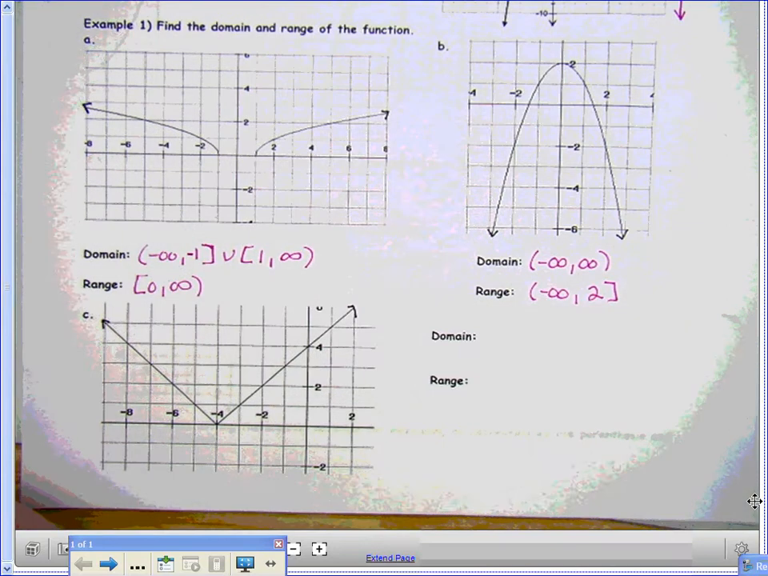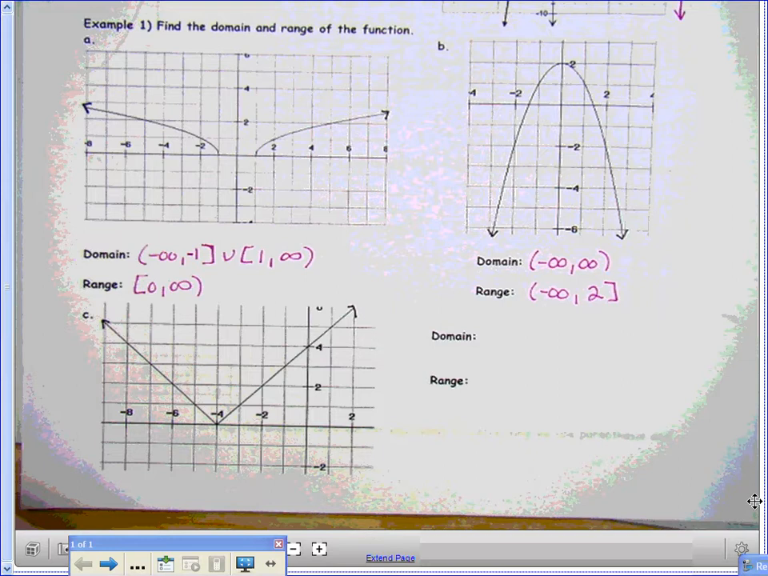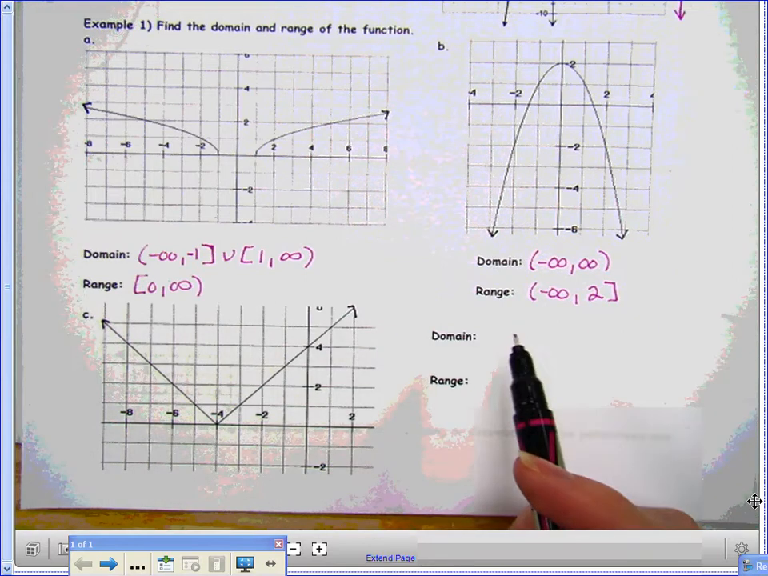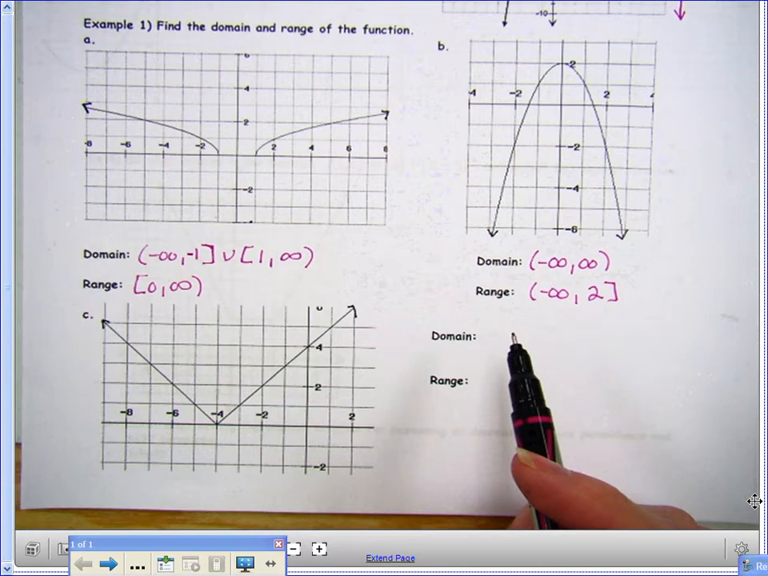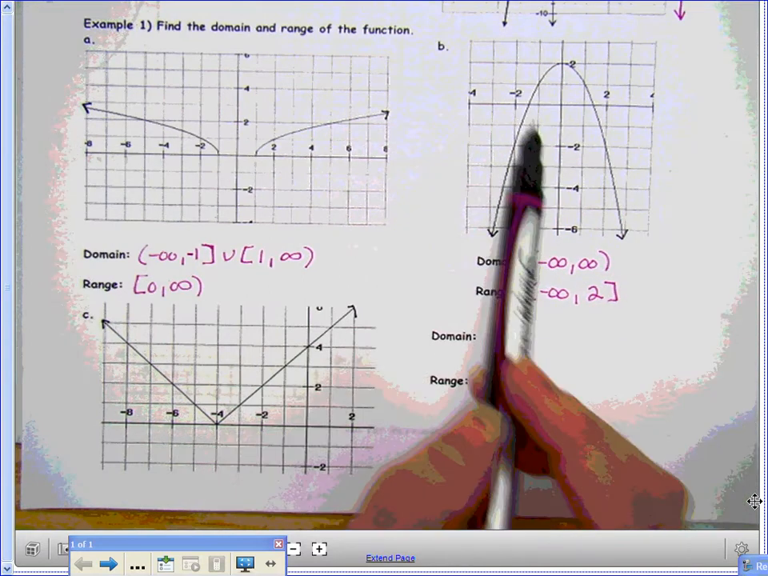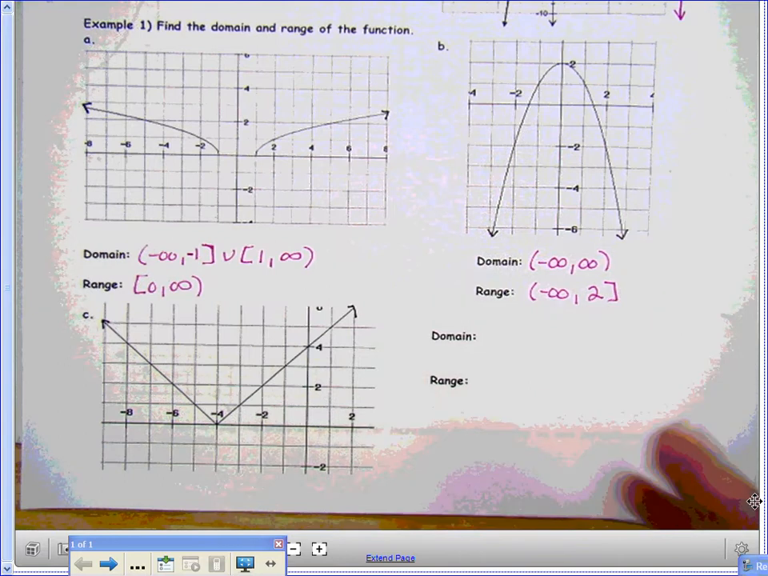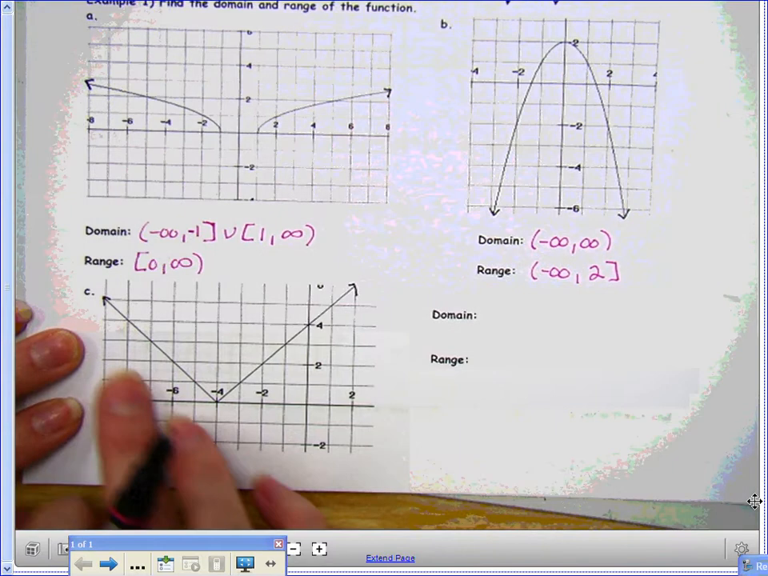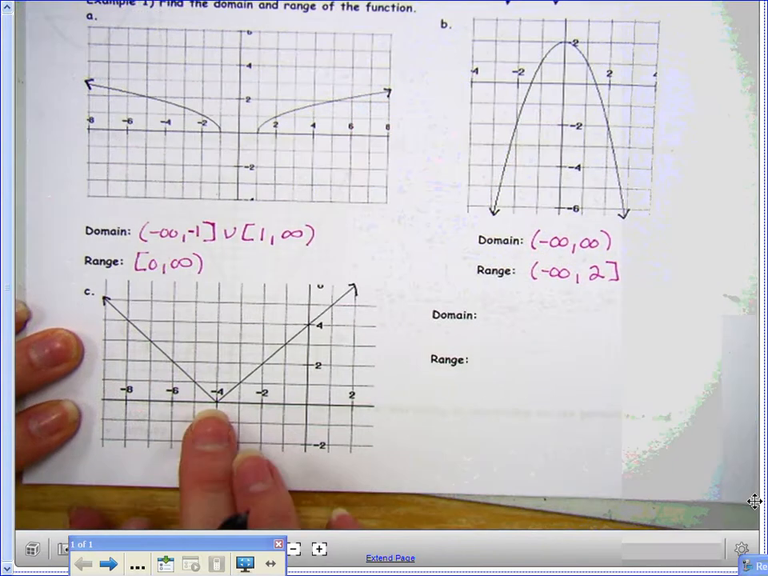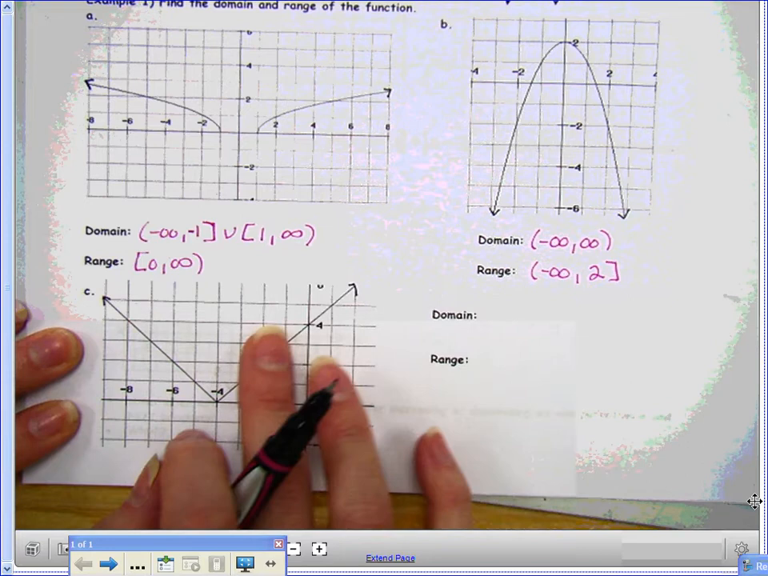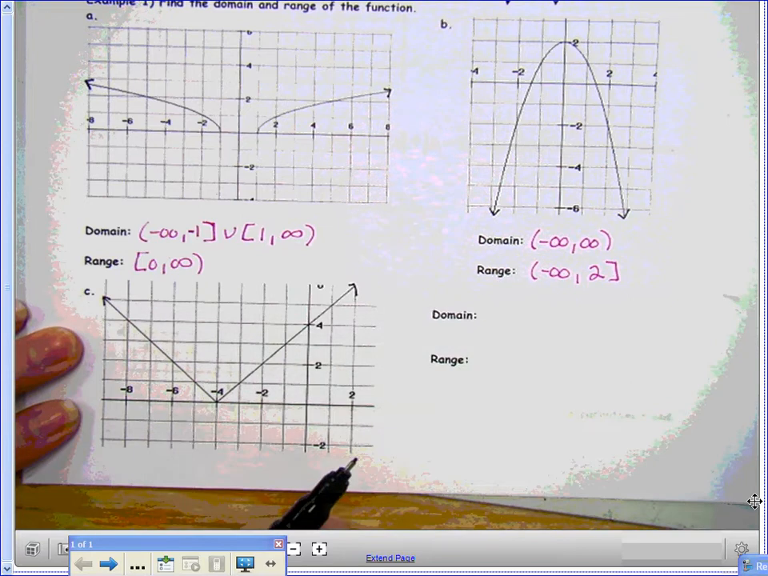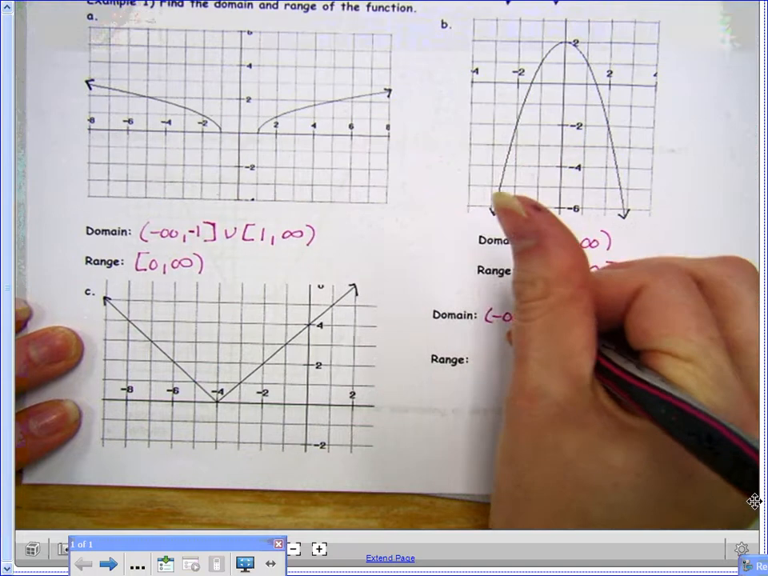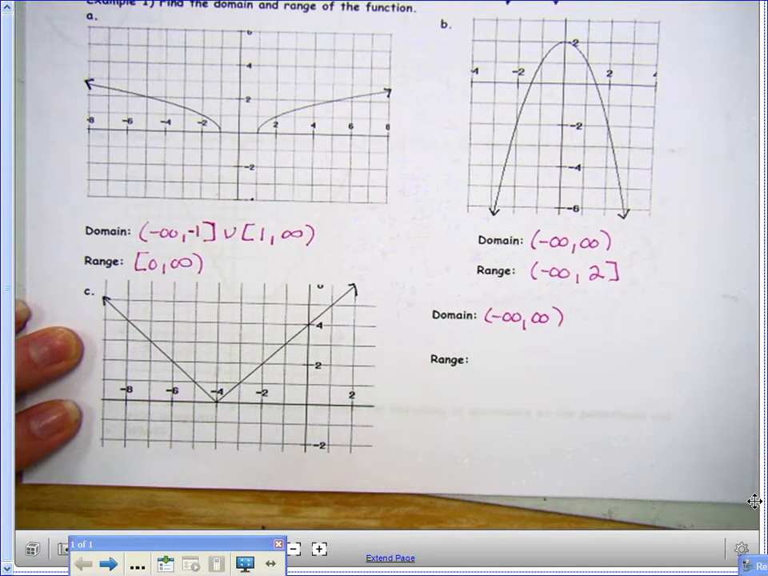So just because we can plug everything in for x doesn't mean we can get everything out for our range values. And this is the case when you're working with radicals, absolute values, and also quadratic equations. You have to watch out. For my domain here, for this last one, this is absolute value, and of course we moved our graph to the left 4. So what's the domain of this? Right, again, negative infinity to infinity. What's the range of my graph?